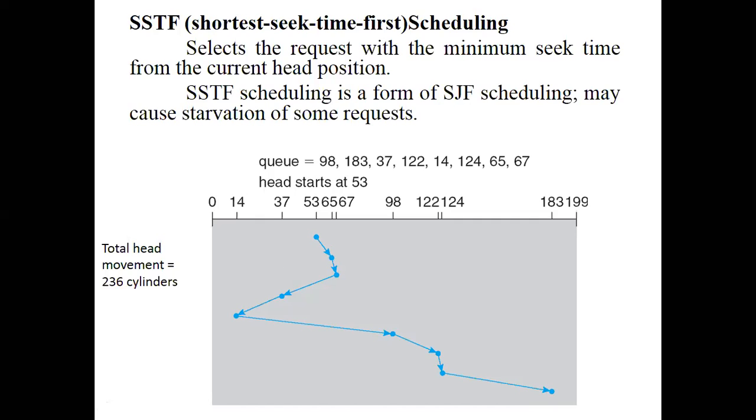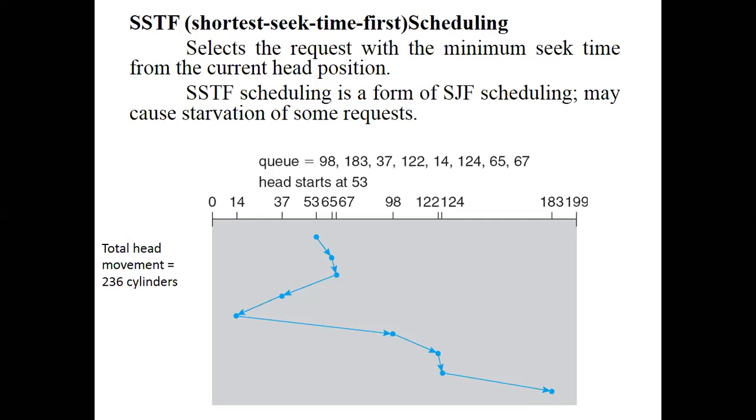From 65, again consider the left side request and the right side request. The left side request is 37 and the right side request is 67. 65 minus 37, 65 minus 67. Which one is minimum? Of course, 65 minus 67. It gives you a negative value, that is minus 2. Don't take it as a negative value. It is a difference, that is just 2.